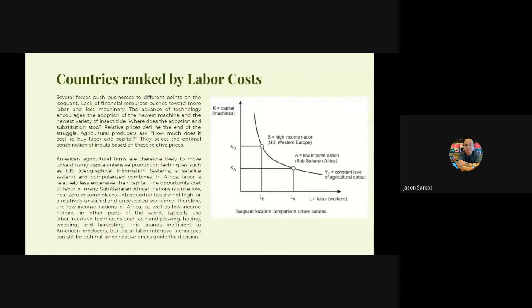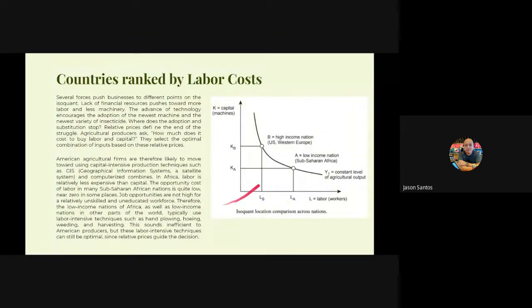Ang option lang nila is talagang ito, kung ano yung available sa paligid, maging sa construction ka, o di kaya magtatanim tayo, bubungkal, etc. Ganun lang kasi ang available. Eh, no? Ayan, no? Near zero. So, kahit sa ibang lugar, wala. No? There's no option. Job opportunities are not high for a relatively unskilled and uneducated workforce. Therefore, the low-income nations of Africa as well as low-income nations in other parts of the world typically use labor-intensive techniques. So there's your answer.